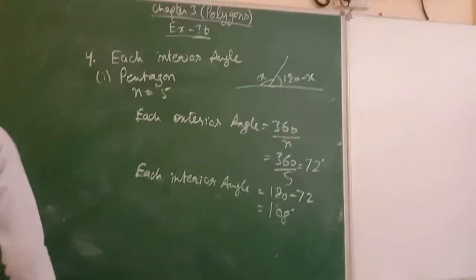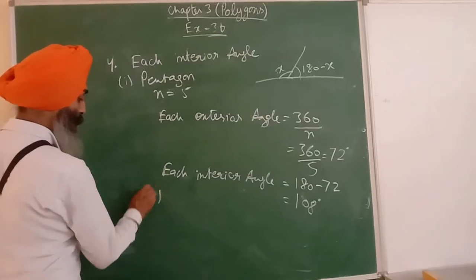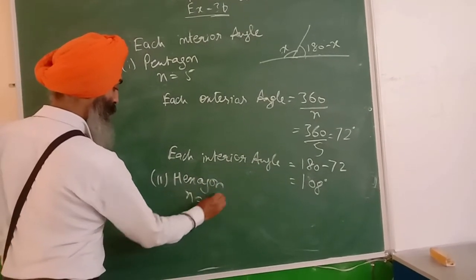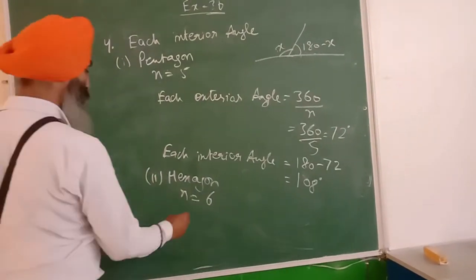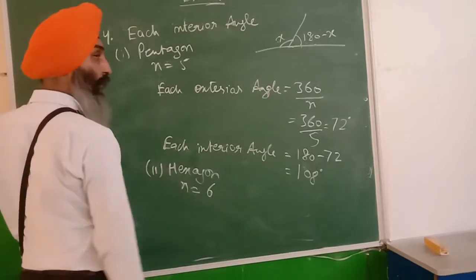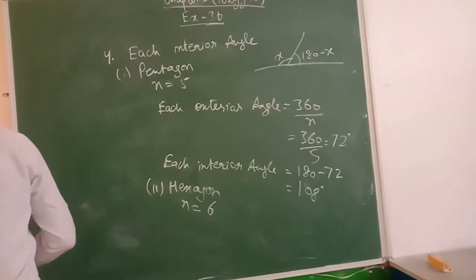Similarly, you can find the other parts in which you are given a hexagon. Hexagon means n is equal to 6. Okay everyone. The next one is octagon. Octagon means n is equal to 8, and the next one is decagon. Decagon, n is equal to 10. So this is all about your fourth question.